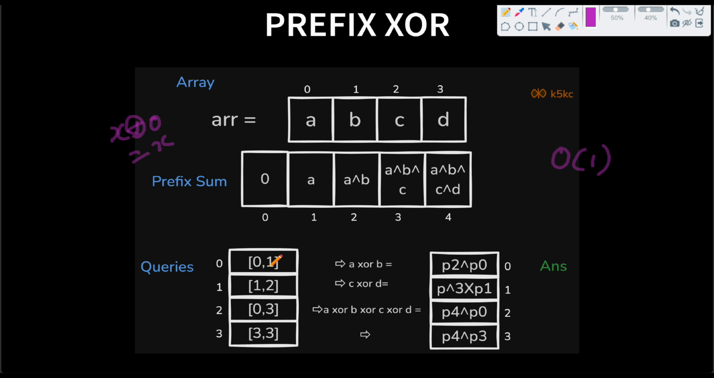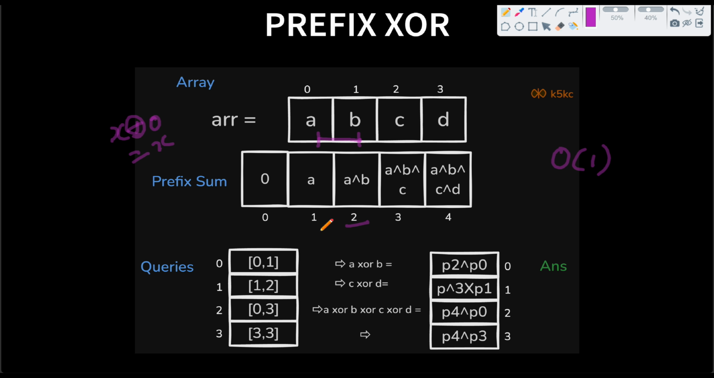The first query is 0, 1. That means we need to XOR the values in the input array from index 0 to 1. That is, we need to have a XOR b. Visually, we can see that b is stored at index 1. But for the prefix value, for a XOR b, we have to look at index 2. So when we are selecting a value, we have to look at one index more.